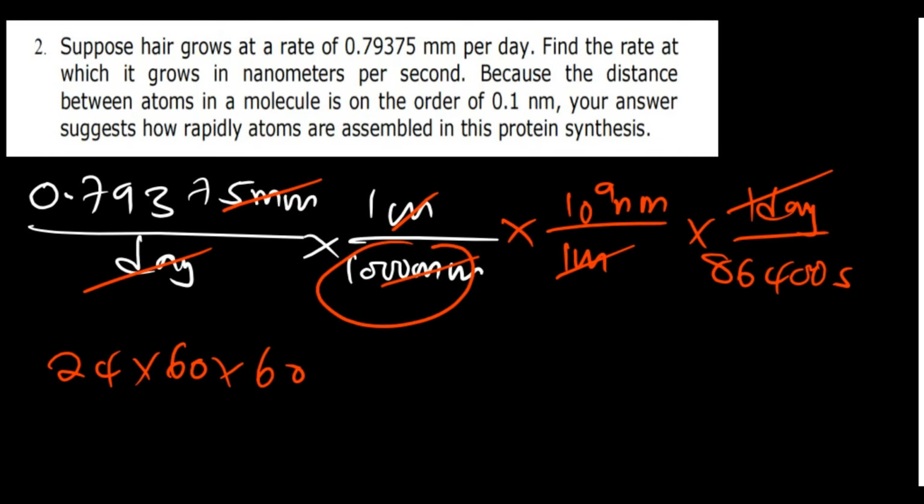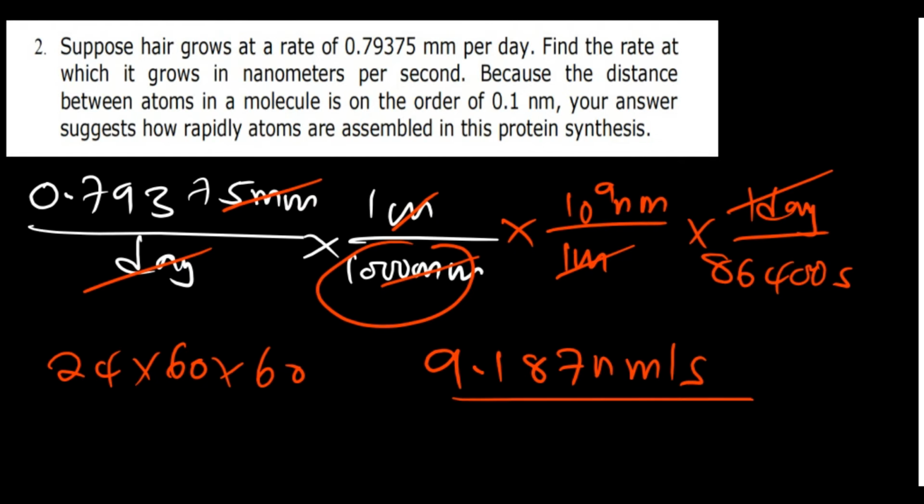So this is supposed to be times this again. Meaning that we are going to say divided by 86,400. We have 86, then 4, we have 2 zeros there. Then we are going to add the 3 zeros again: 1, 2, 3. Which is going to give us 9.187 nanometers per second. So this is the answer for part 2, question 2.